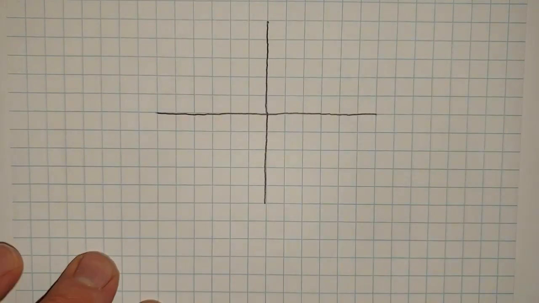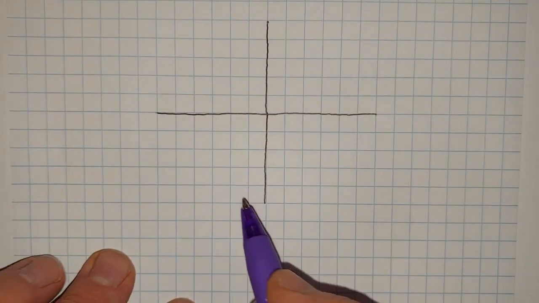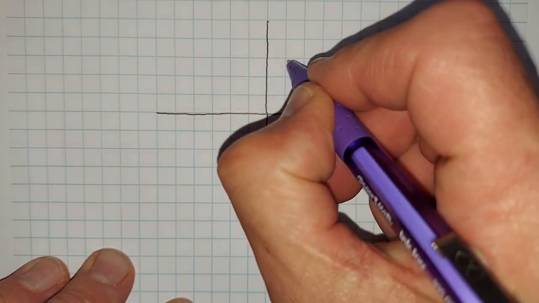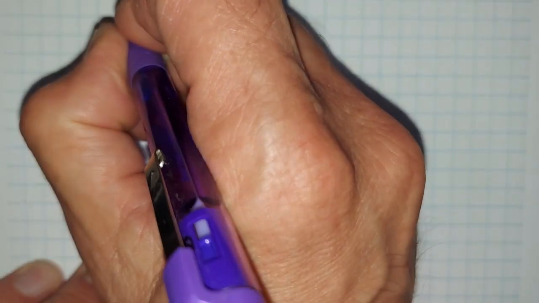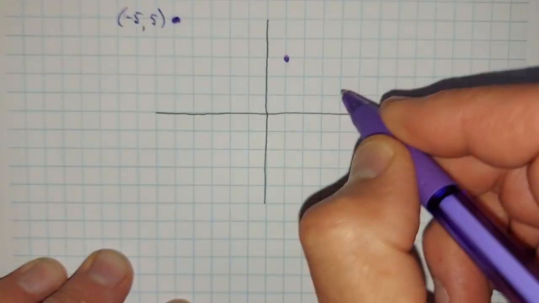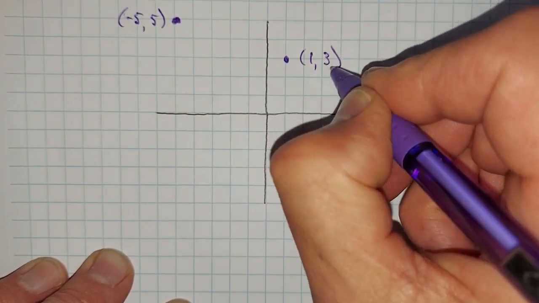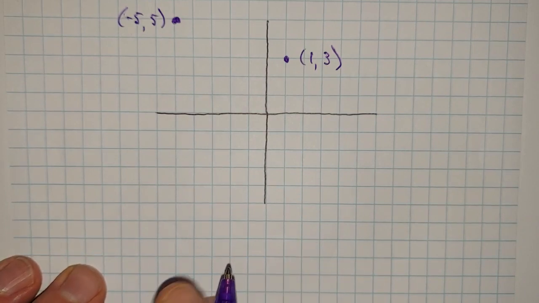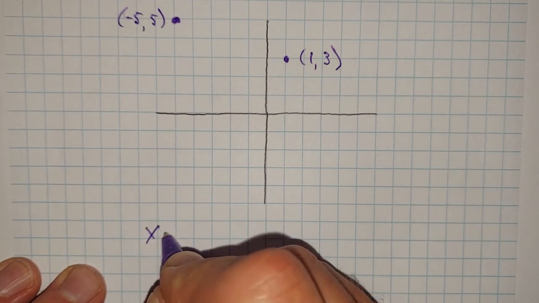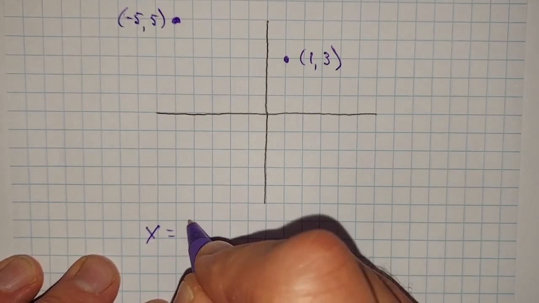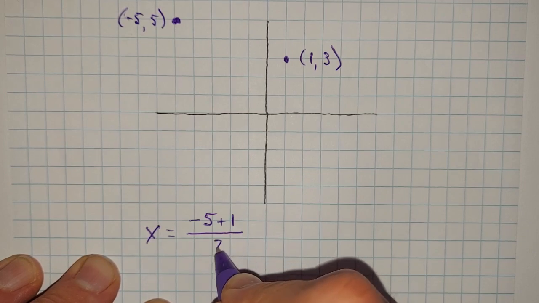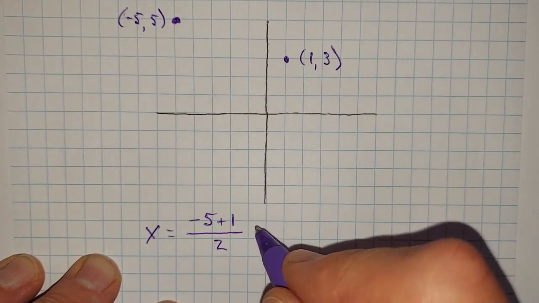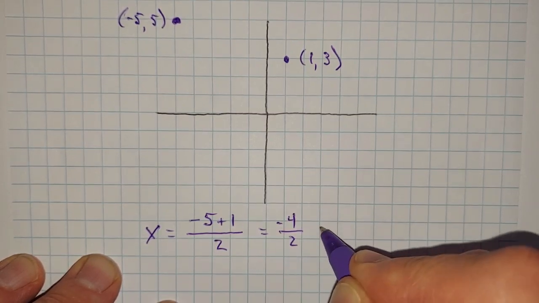For example, let's say one point has the coordinates 1, 3, and the other point has the coordinates -5, 5. Okay, so this is -5, 5, and this is 1, 3. The x-coordinate will be -5 plus 1 divided by 2. Okay, so this is -4 divided by 2, which is going to be -2.